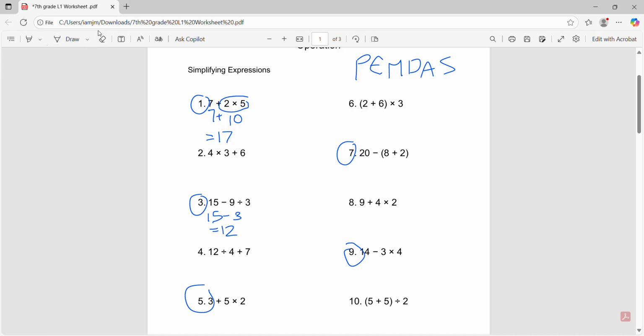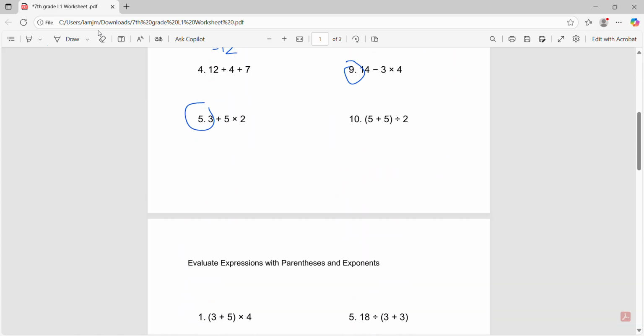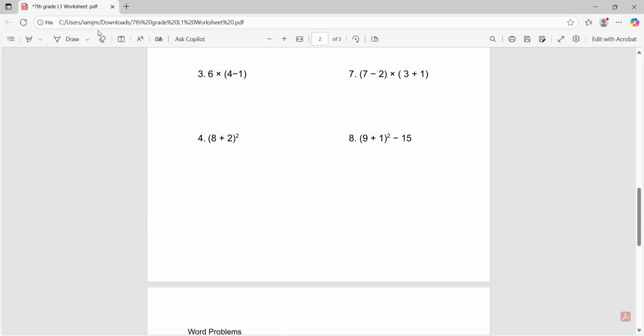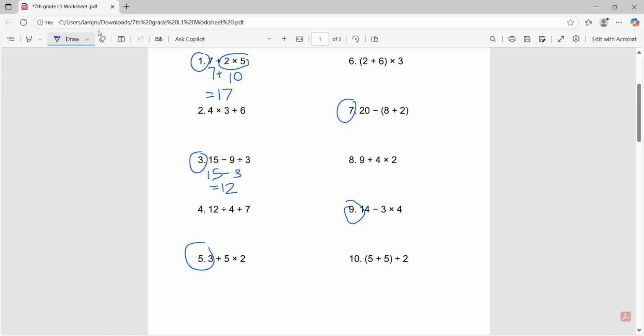Okay, so let's move on to number 5. 3 plus 5 times 2. Multiplication before addition. So it would be 5 times 2, 10, plus 3. 3 plus 10 equals 13.